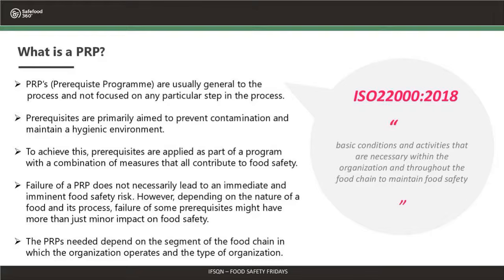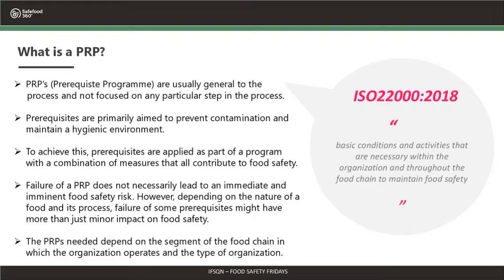So a PRP within your organization will depend on the area of the food industry you are in. In sectors such as the agricultural sector, a PRP may also be known as a GAP, or Good Agricultural Practice. So in different industries across the world, PRPs can be known by something different.